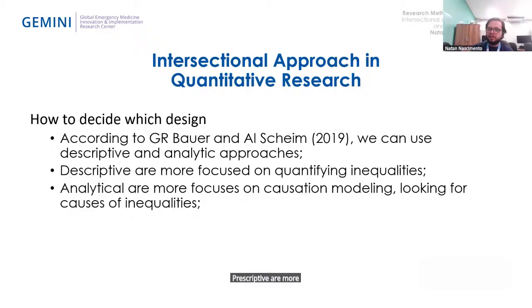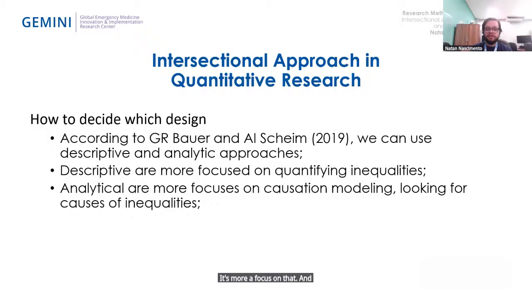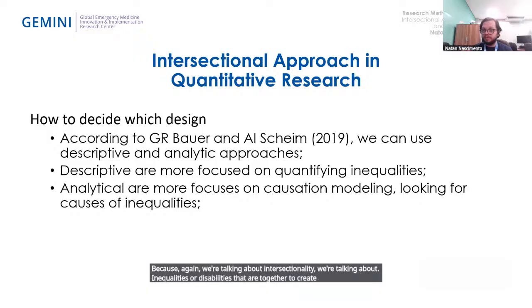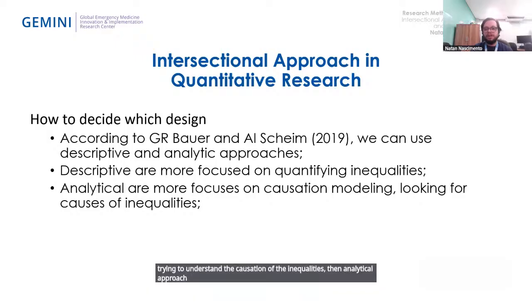Descriptive is more focused on quantifying inequalities. So we really need to understand, okay, I have this inequality, I have that inequality, and I have that inequality. It's more focused on that. And we also have analytical, which is more focused on causation modeling. So we're trying to understand the causes of inequality, not just how many inequalities we have. Because again, we're talking about intersectionality, about inequalities or disadvantages that come together to create bigger gaps in accessing healthcare, being able to go to school, being able to have food. All of those things that make us us. So when we're trying to quantify those inequalities, a descriptive analysis is fine. But when trying to understand the causation of the inequalities, then an analytical approach is more doable.